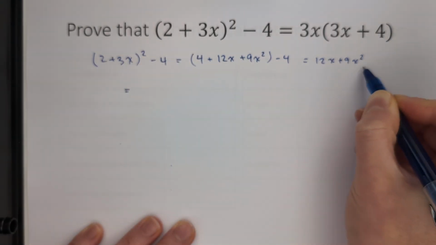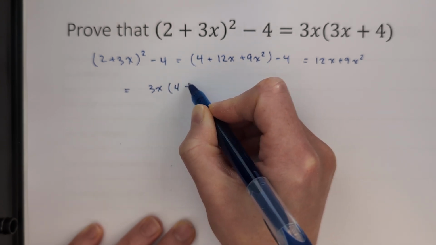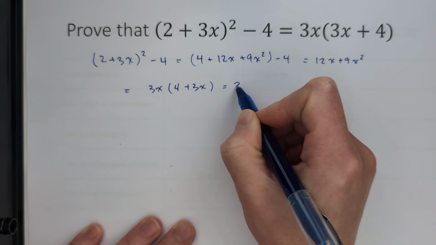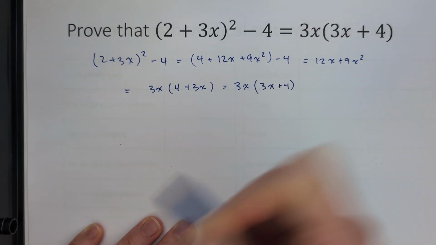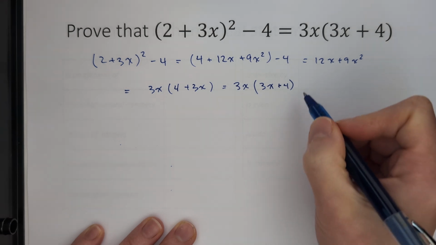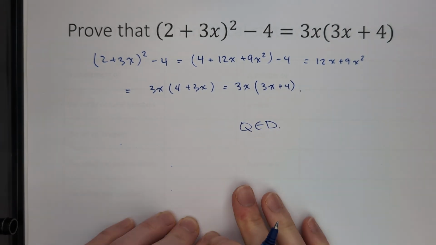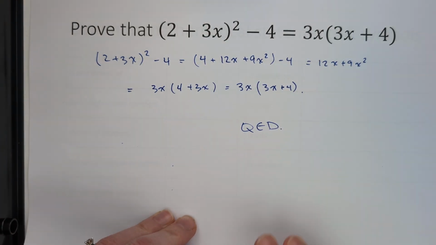And then you can factor out, so 3x, 4 plus 3x, and that is the same as, if you were again writing this, you would have to say that this is the commutative property of addition, but you don't have to. So you could say now QED, it has been demonstrated that we have this proof. This is an identity because it is true for all values of x.